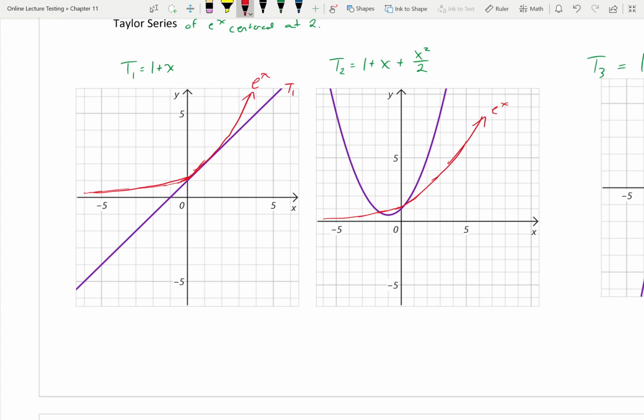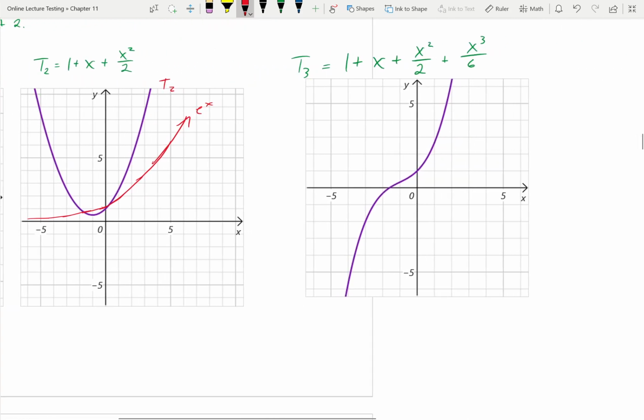So this is e to the x, and this is t2. And if I come over here, then we're starting to pick up more of that curvature of e to the x. So notice it kind of makes sense: the more terms that we have of the Taylor polynomial, eventually these guys are starting to behave like e to the x.